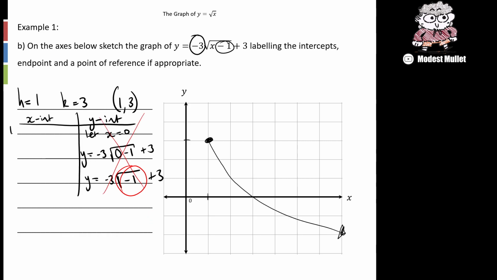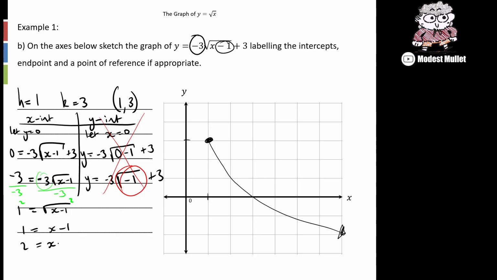So let's do our x-intercept. So let y equal 0. So we get 0 is equal to -3 square root of x minus 1 plus 3. Take the 3 over, -3 equals -3 square root of x minus 1. We've got the -3 in front here, so we're going to divide both sides by -3. We have to do that before we can get into anything inside the square root. So we get -3 divided by -3 is 1, which is equal to the square root of x minus 1. We're going to square both sides next, in inverse operation, so we get 1 is equal to x minus 1. Add the 1, so we get 2 is equal to x.